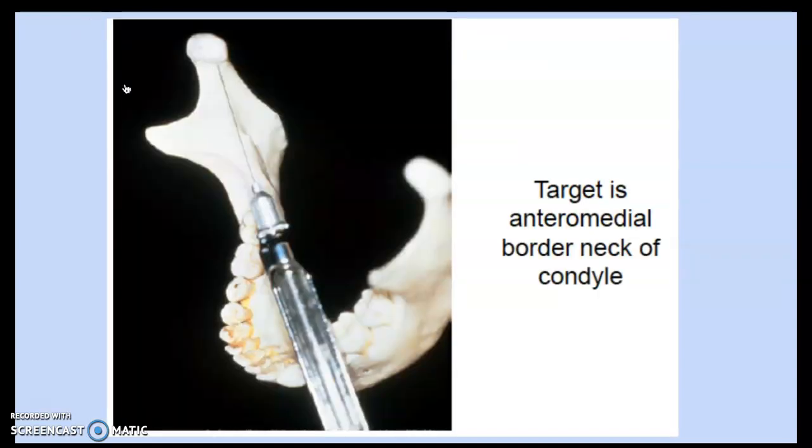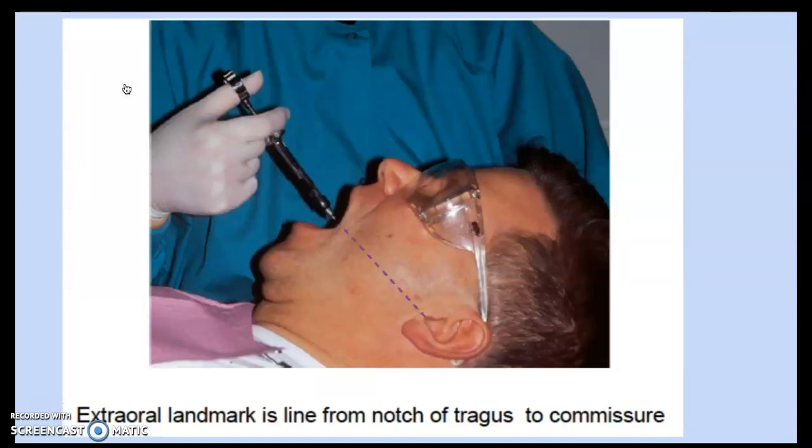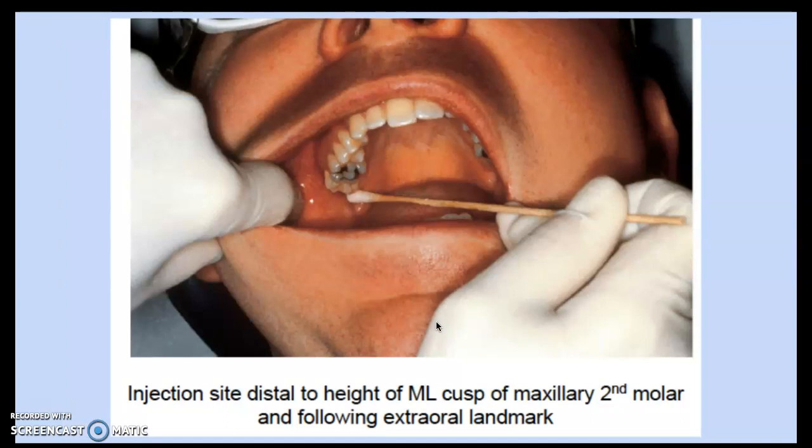So the target is the anterior-medial border of the neck of the condyle. You want to make an imaginary line from the notch of the tragus to the labial commissure, and you want to go in parallel to that line. The injection site is distal to the height of the mesiolingual cusp of the maxillary second molar, following the extraoral landmark that we just made.